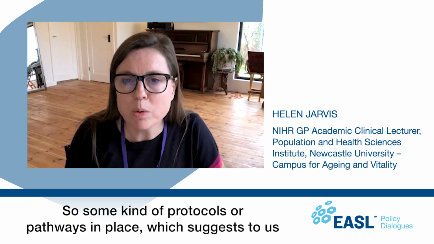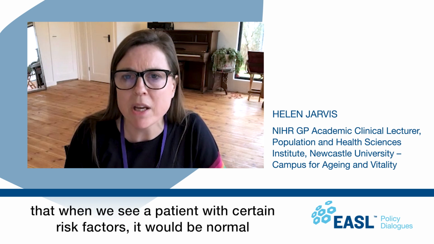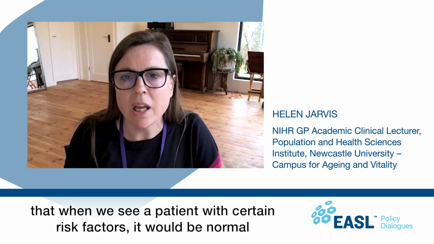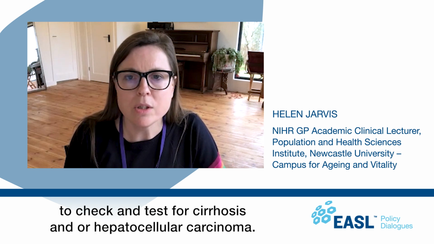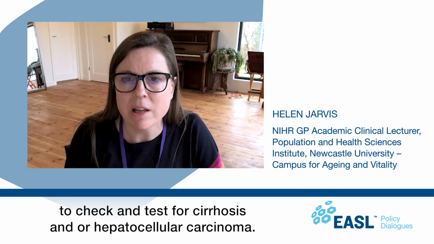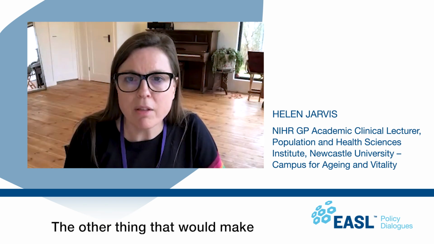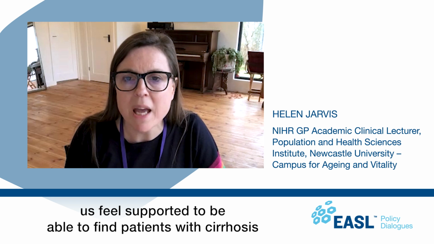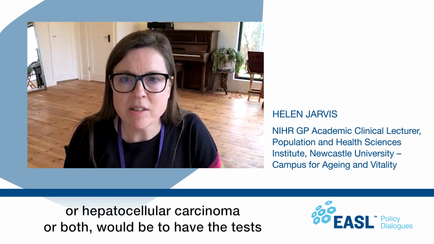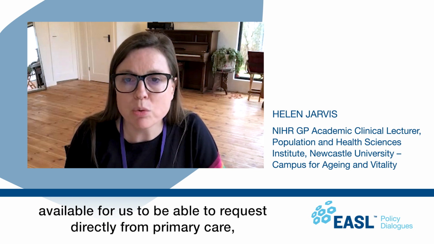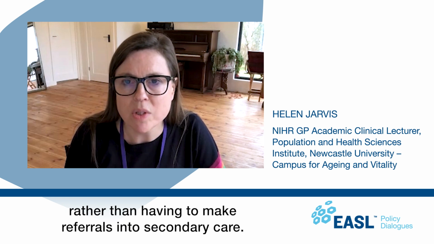So some kind of protocols or pathways in place which suggest to us that when we see a patient with certain risk factors, it would be normal to check and test for cirrhosis and or hepatocellular carcinoma. The other thing that would make us feel supported to be able to find patients with cirrhosis or hepatocellular carcinoma or both would be to have the tests available for us to be able to request directly from primary care rather than having to make referrals into secondary care.